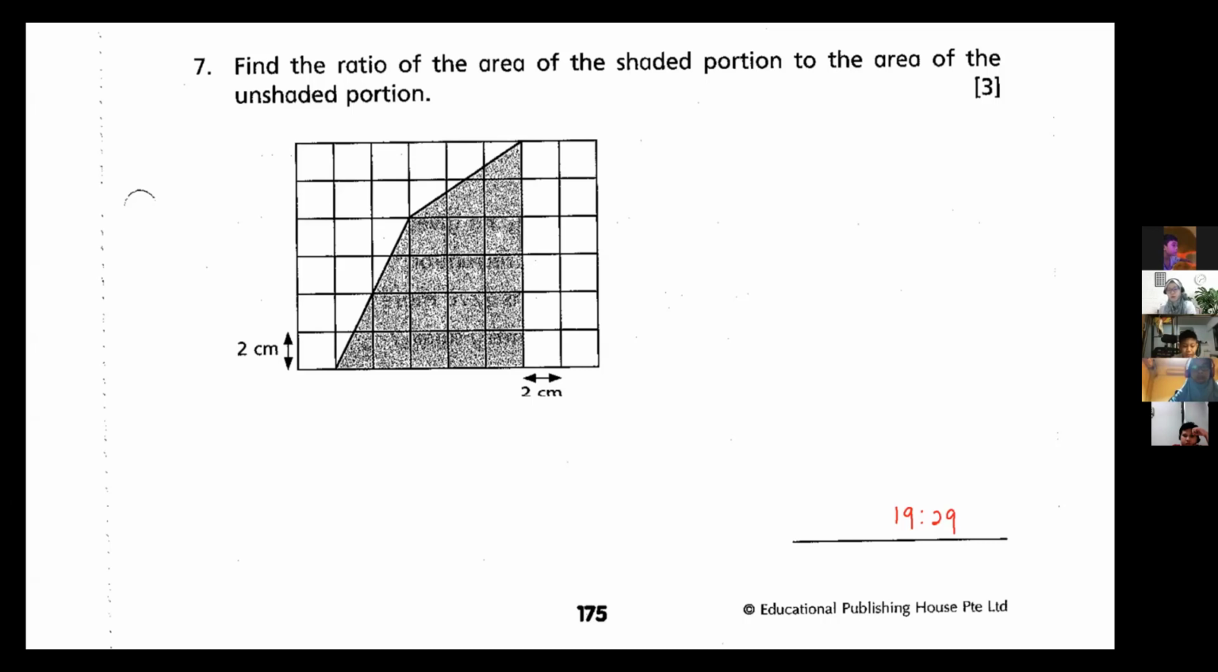Find the ratio of the area of the shaded portion to the area of the unshaded portion. So we want a ratio, means shaded is to unshaded. Okay, and you need to find the area of them.